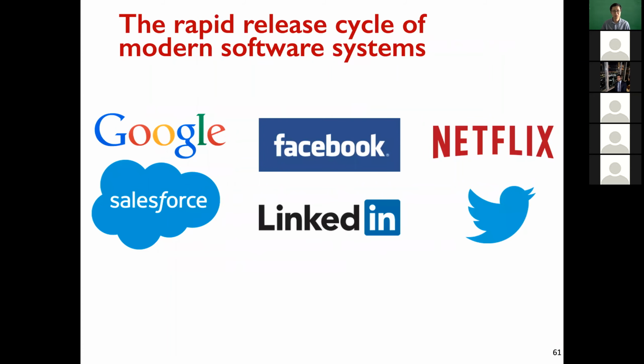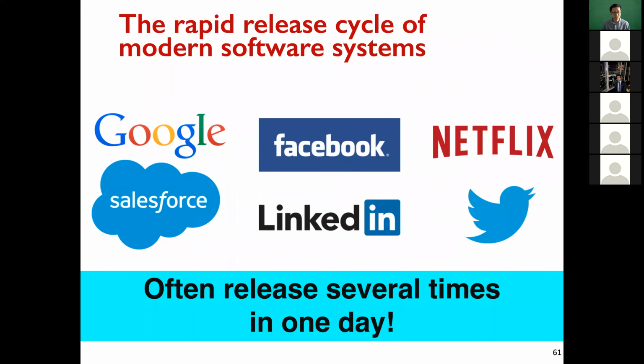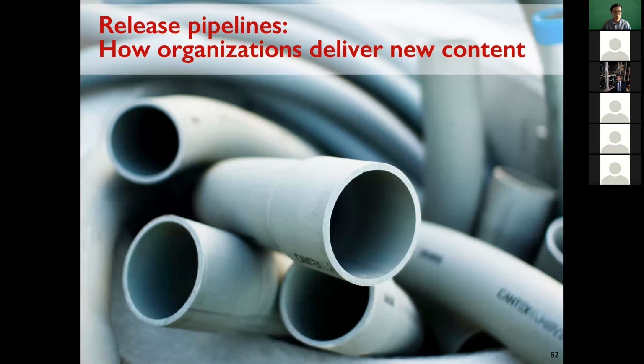As we know, modern software systems are usually released very fast. For example, these systems are usually released several times in 1 day, right? So how can we handle this fast release cycle? We need release pipelines. These pipelines will automate our release process to make it faster and reduce our manual effort.